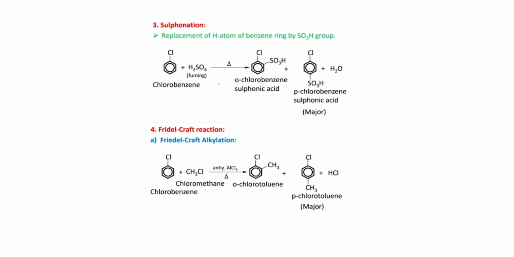The next type of electrophilic substitution reaction is sulfonation reaction. In this, the sulfuric acid, that is H2SO4, is reacted with chlorobenzene and the SO3H group is attached at two positions. These are ortho position and the para position.